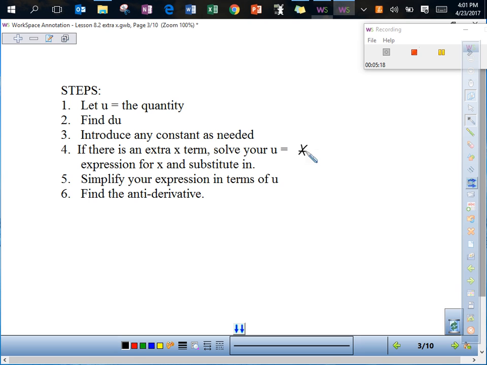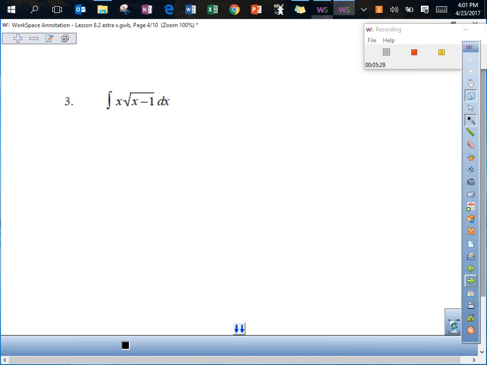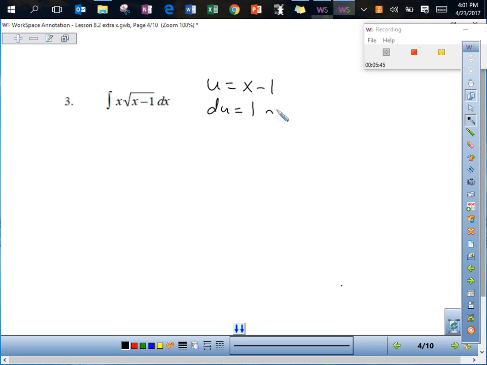Once you see a couple more, you'll start getting the hang of it. Here comes your number 3. I've got the antiderivative of x times the square root of x minus 1. So here goes. My u is going to be x minus 1. My du is going to be 1 dx.